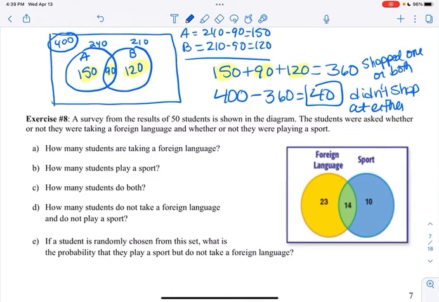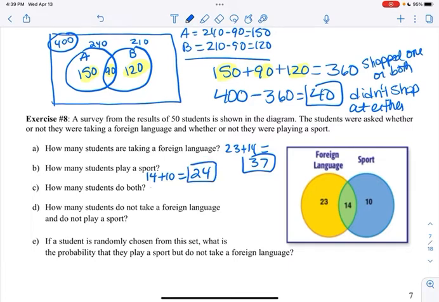All right, last one, but it's already done for us, my little Venn diagram. A survey from the results of 50 students is shown in the diagram. The students were asked whether or not they were taking a foreign language and whether or not they were playing a sport. So 23 people only took a foreign language, 10 people only did a sport, and 14 did both. How many students are taking a foreign language total? Well, that's the 23 plus the 14. So that's 37. How many students play a sport? Well, there's 14 that did a language and a sport, and the 10 only did a sport, so there's 24 total people that play a sport.